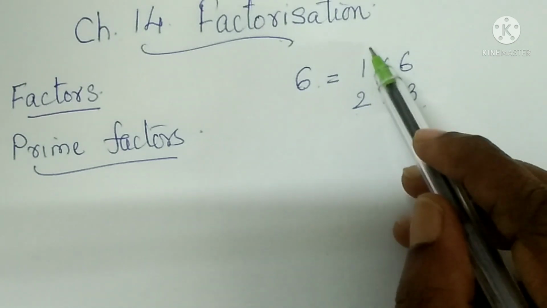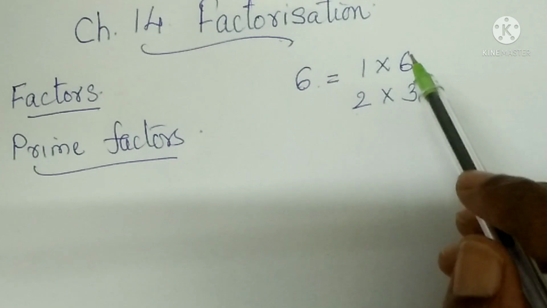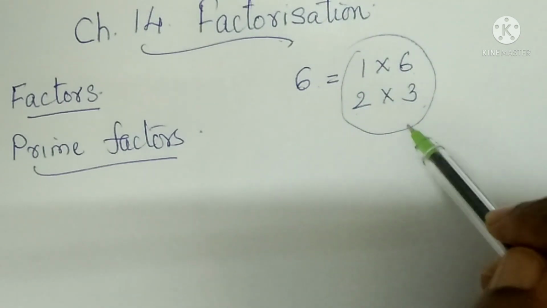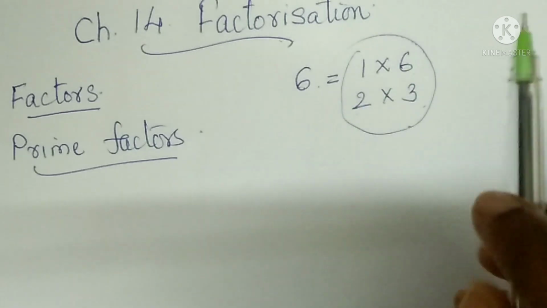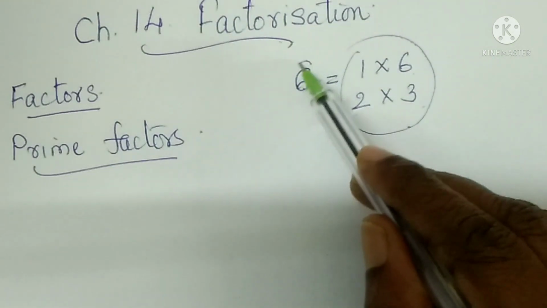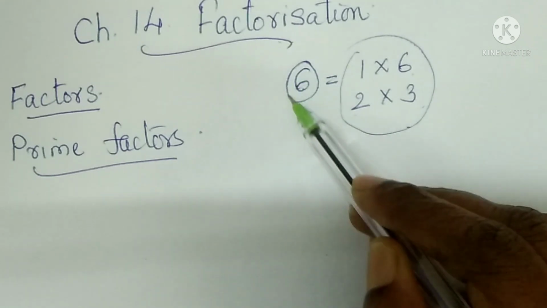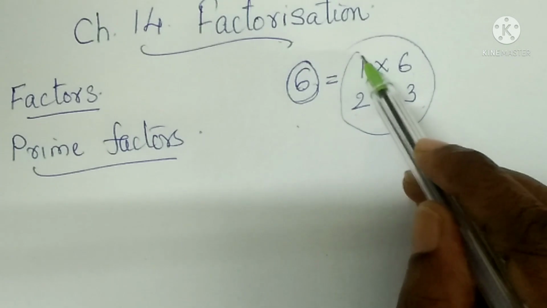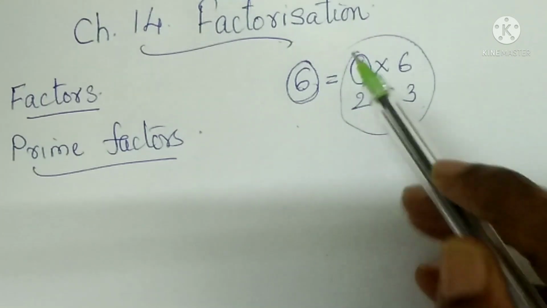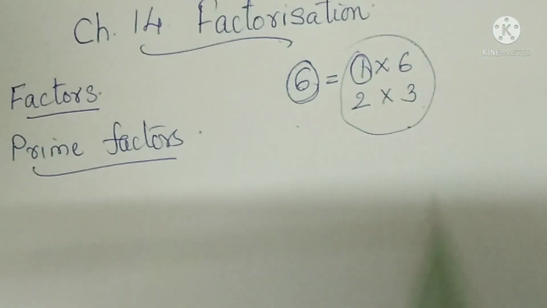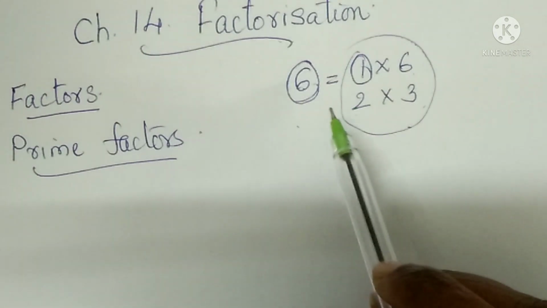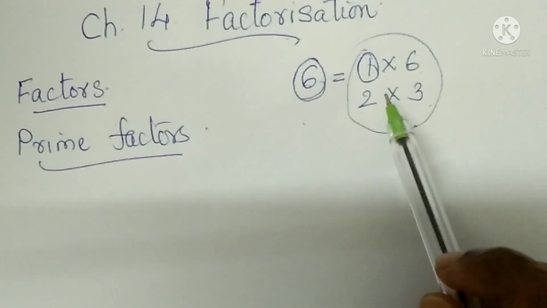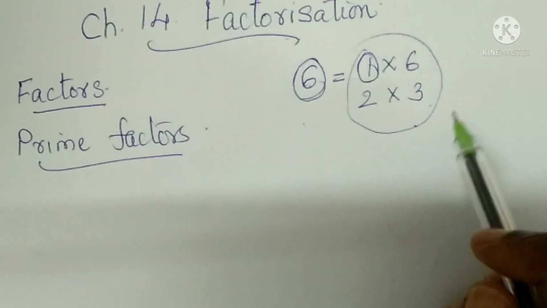We have learned many characteristics or properties of factors. If you take any number, the biggest or largest factor of any number will be the number itself. The smallest factor of any number will always be 1. We have also learned that any number can be written in different ways as the product of its factors.